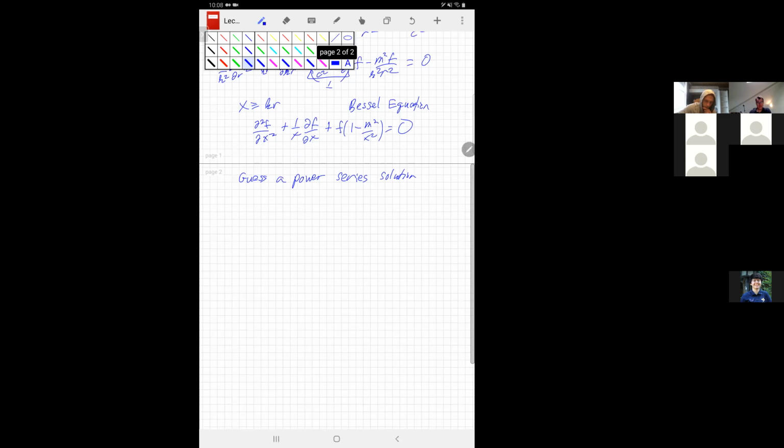But this equation has a singularity. And we saw a couple weeks ago that when equations have singularities, then if they have a singularity at x equals 0, we can't just say, hey, it's the sum of a constant plus another constant times x plus another constant times x squared plus another constant times x cubed. We're going to guess instead that f of x equals x to the sigma. Sigma is currently unknown. We're going to figure out what sigma is.